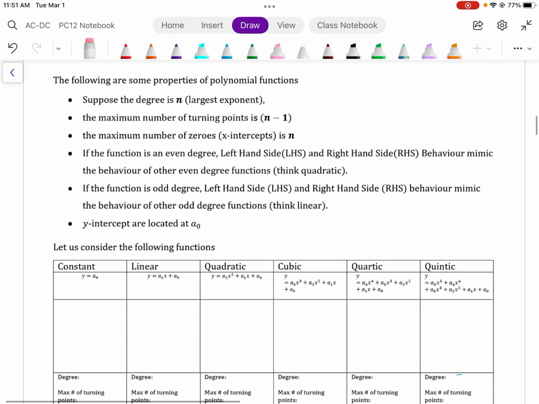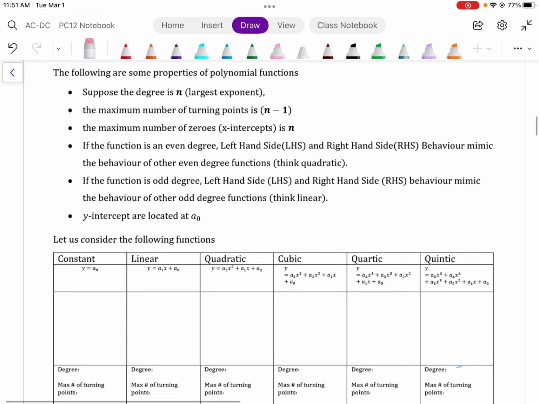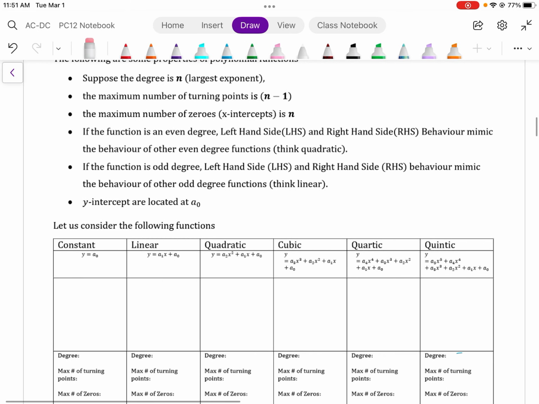So I'm going to be looking at some properties of polynomial functions. Now, it's really important that we are able to recognize the degree, the largest exponent. So I'm just going to say, suppose the degree is n. The maximum number of turning points is going to be n minus 1. The maximum number of x-intercepts, or zeros, is n.